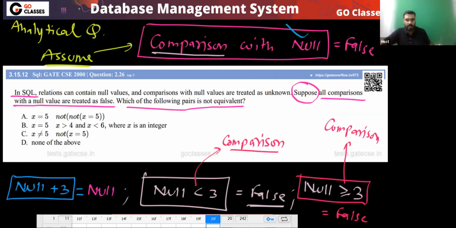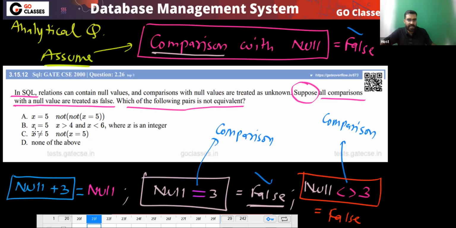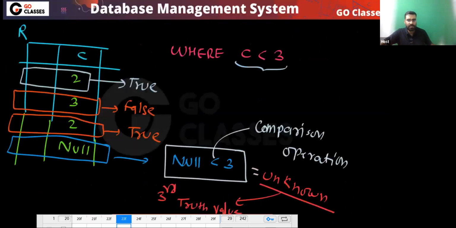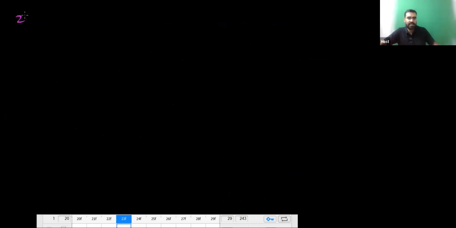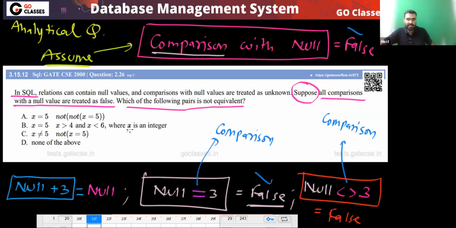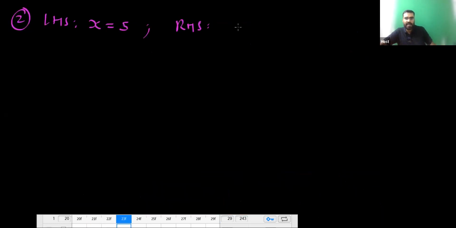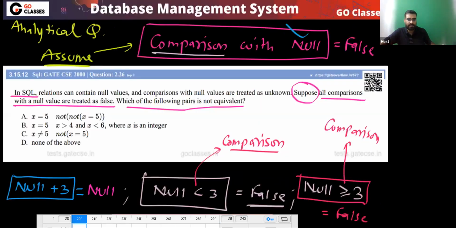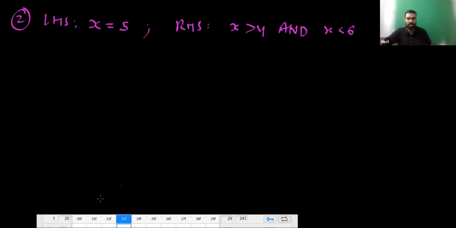What about option B? Option B is saying X equal to 5. LHS is X equal to 5. And what is RHS? X is an integer. RHS is X greater than 4 and X less than 6. Okay, so this is the question.